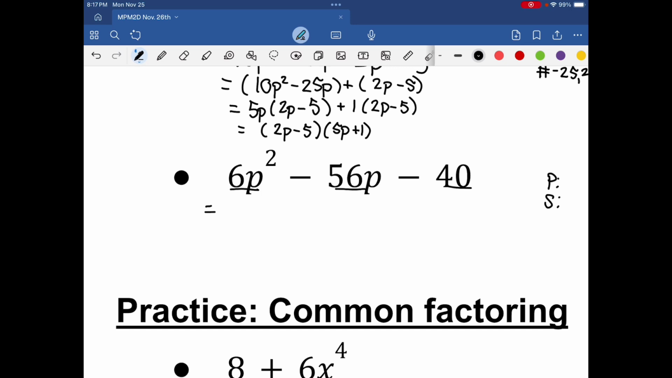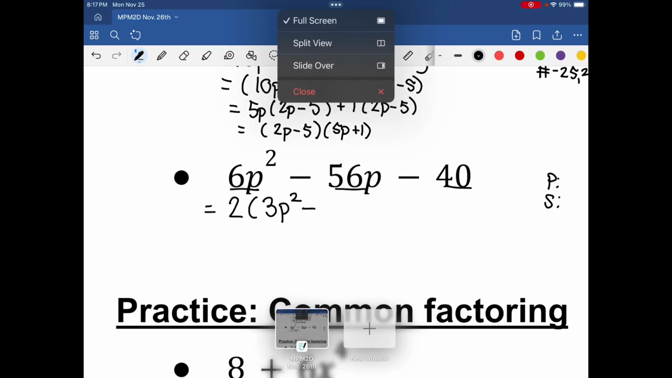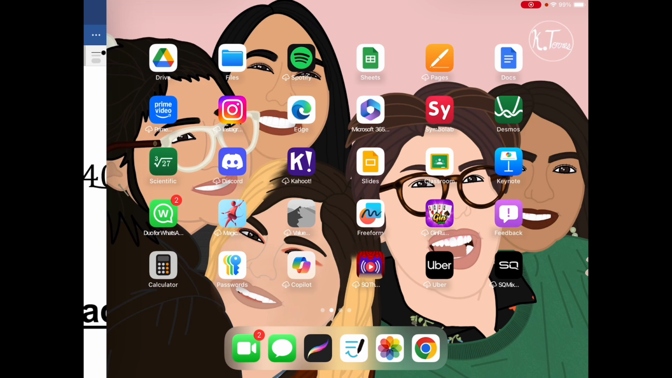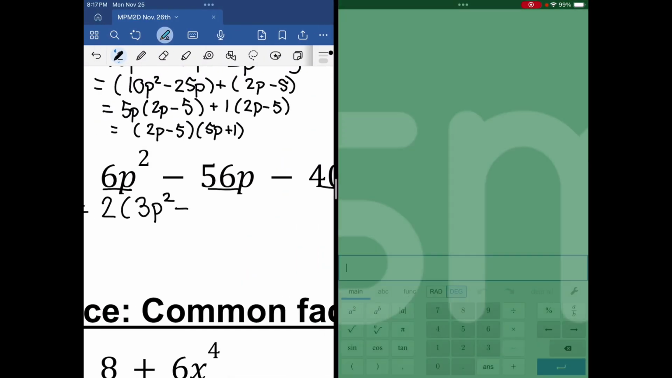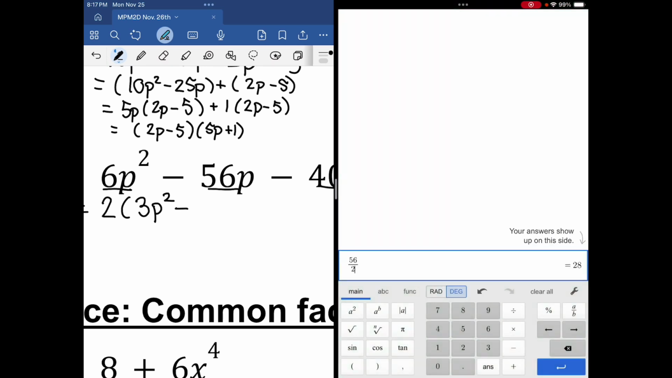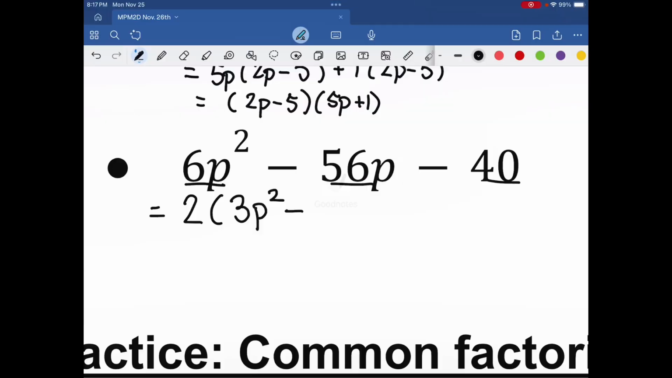So let's see if I can factor out. I can only factor out 2. So I'm going to divide 2 out of everything I see here. 56. I want to just verify that. Yeah, 28. Okay.